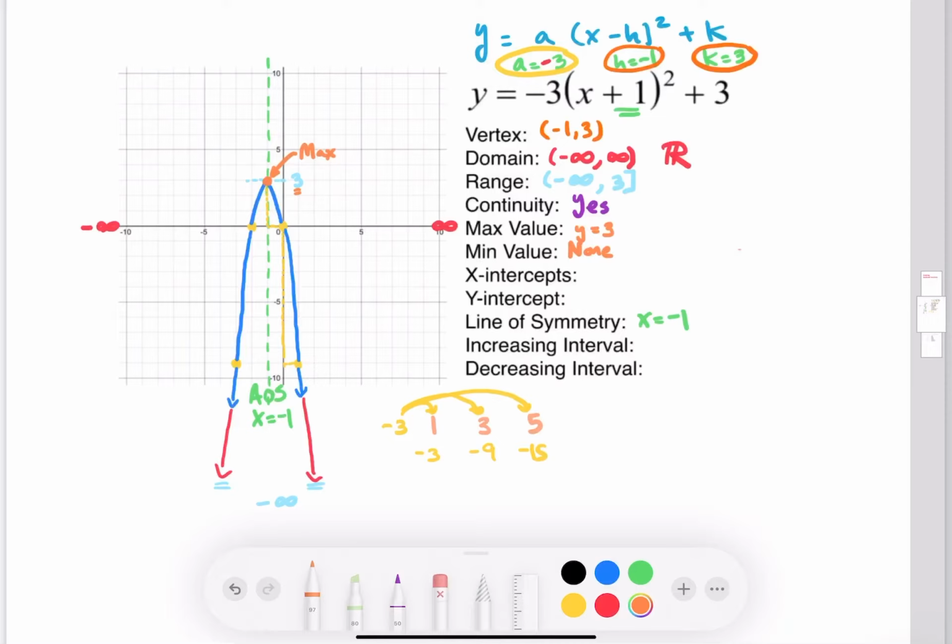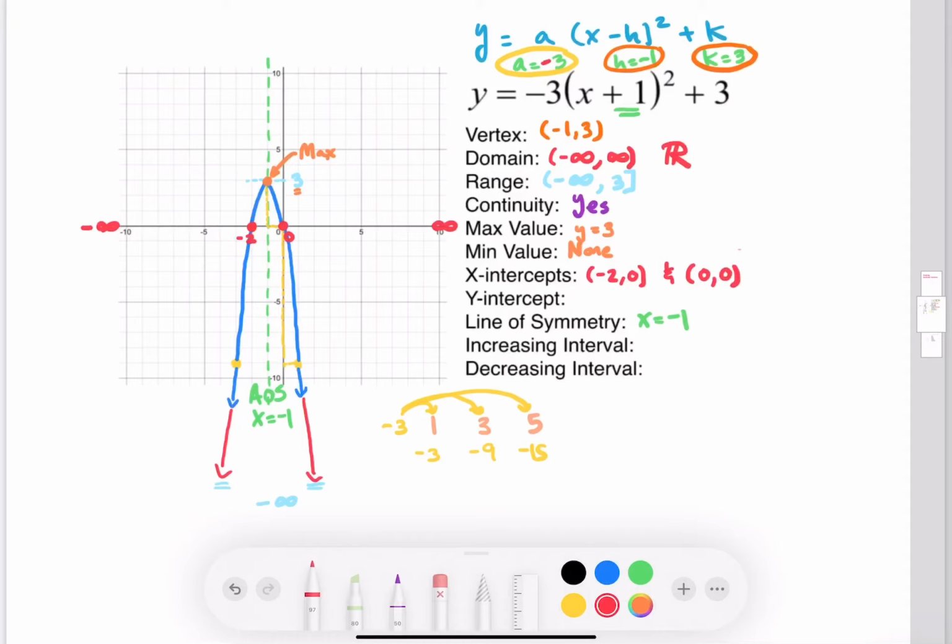Now the x-intercepts, if we're lucky to have something like this here, we can see that our x-intercepts are the points where it crosses the x-axis. Now it crosses the x-axis in 2 locations. The first one is on the left at -2, and the other one is located at 0. So we have 2 x-intercepts. One is going to be located at (-2, 0). That's the first ordered pair. And the second one is going to be located at (0, 0).